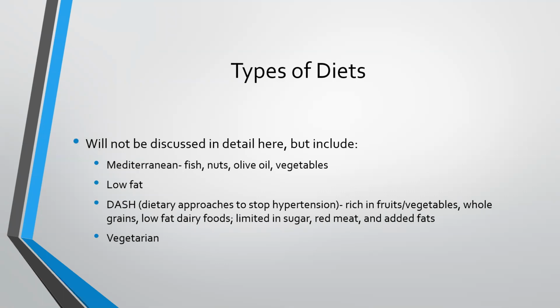I'm not going to get too much into types of diets. There's a lot of fad diets out there, like the Atkins diet, the keto diet, intermittent fasting, and things like that, that kind of come and go. There's only 2 here that really have been shown to reduce risk of heart disease: the Mediterranean diet, which is high in fish, nuts, olive oil, and vegetables, and then the DASH diet, which is also rich in fruits and vegetables, whole grains, low fat dairy foods, and limits your sugar, red meat, and fats. Basically anything most people think about for having a heart healthy diet.